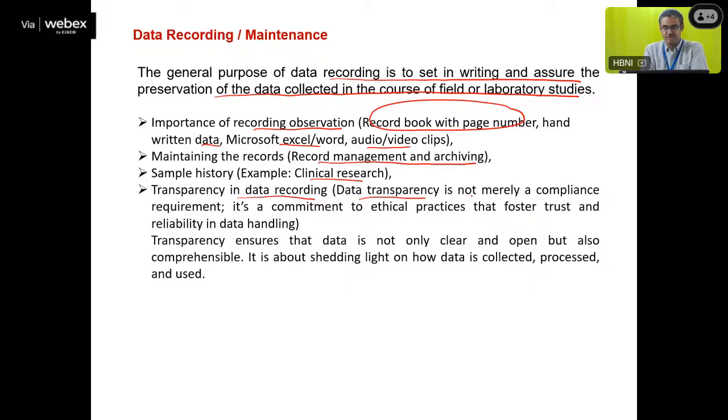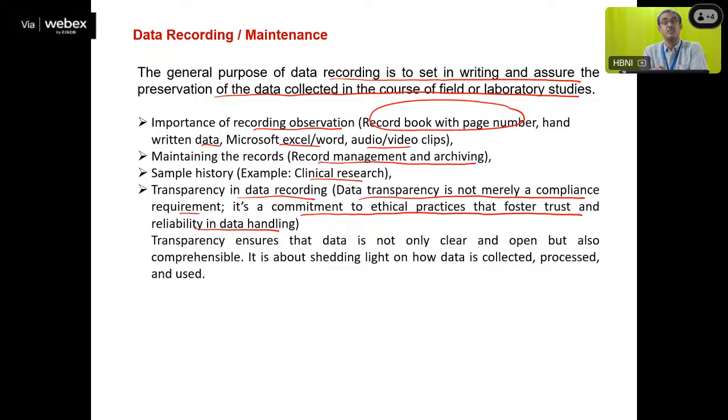Data transparency is not merely a compliance requirement. It's a commitment to ethical practices that fosters trust and reliability in data. So the transparency in data recording has to be there. And this is very much stressed nowadays. So it's a very big ethical practice, and nowadays it is pursued in a very rigorous way.